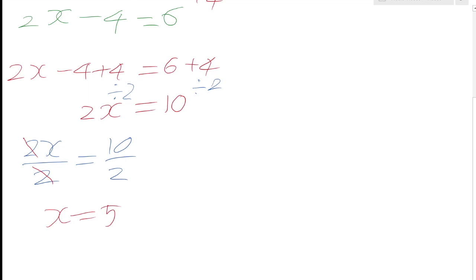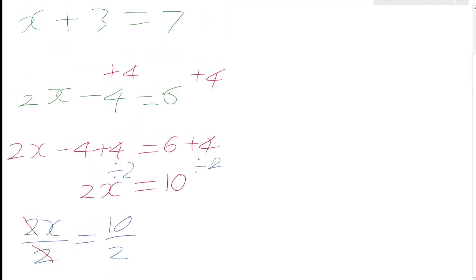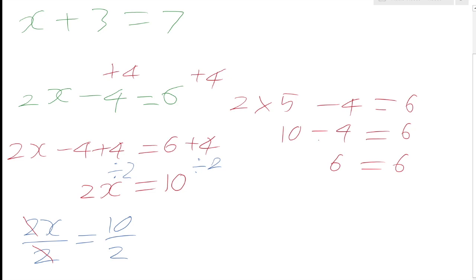And if you want, you can then go back and plug that in and check, and we get 2 times 5 minus 4, which is obviously 10 minus 4, which is 6, and that is what the equation was telling us. And we have reached the statement that 6 equals 6, which hopefully you can all trust to be true.